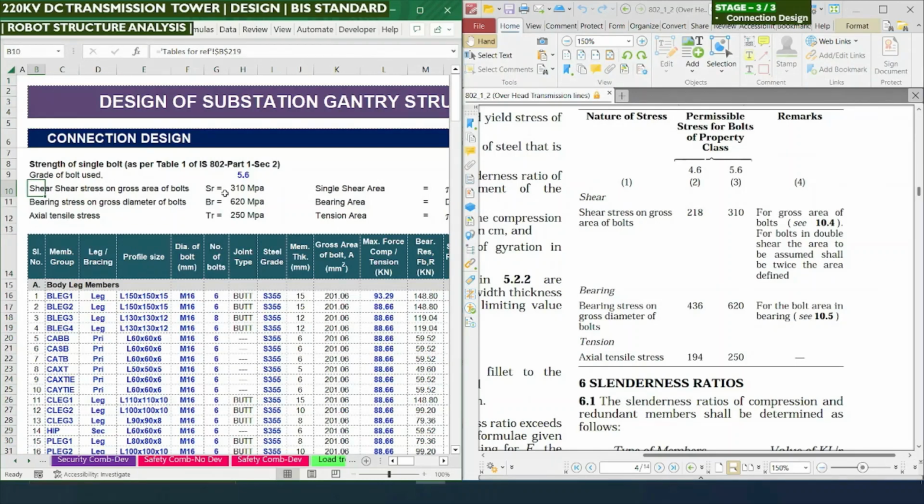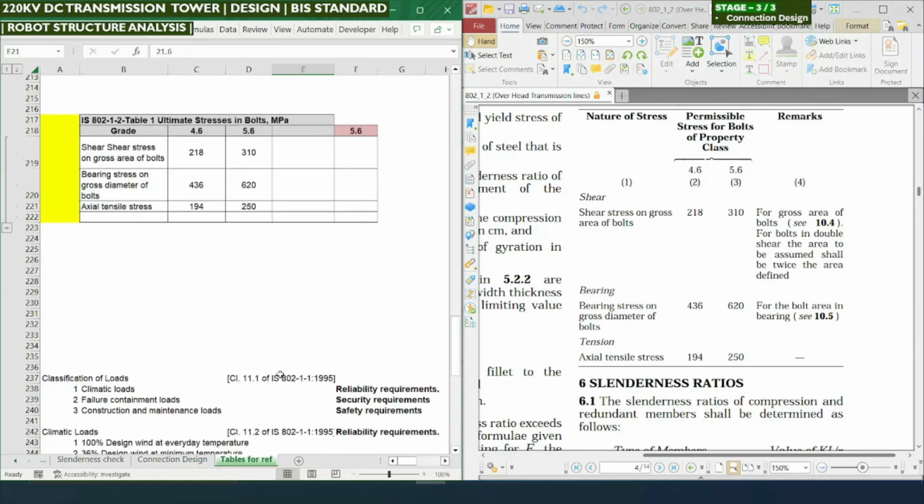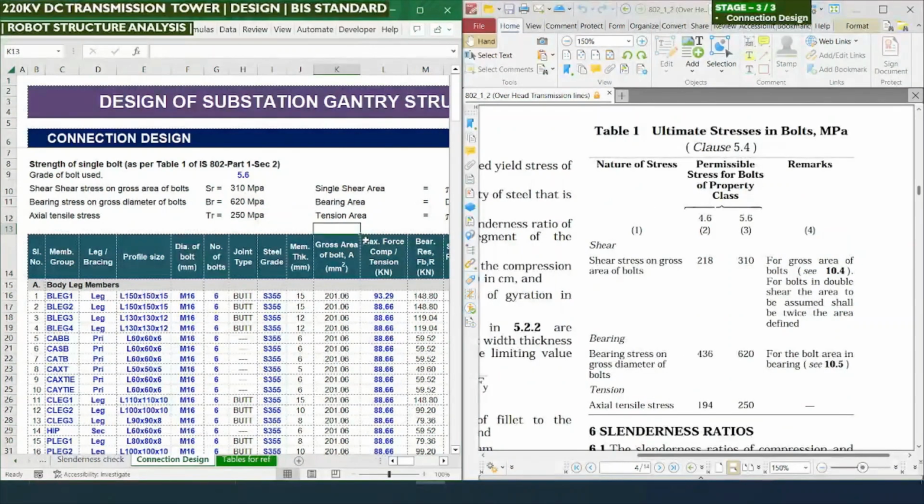So the shear values are extracted directly from this table using a separate table updated here, added here. You can see that in this Excel calculation the shear value is 310 megapascal for 5.6 grade, and similarly bearing stress is 620 megapascal, axial tensile stress is 250 megapascal.